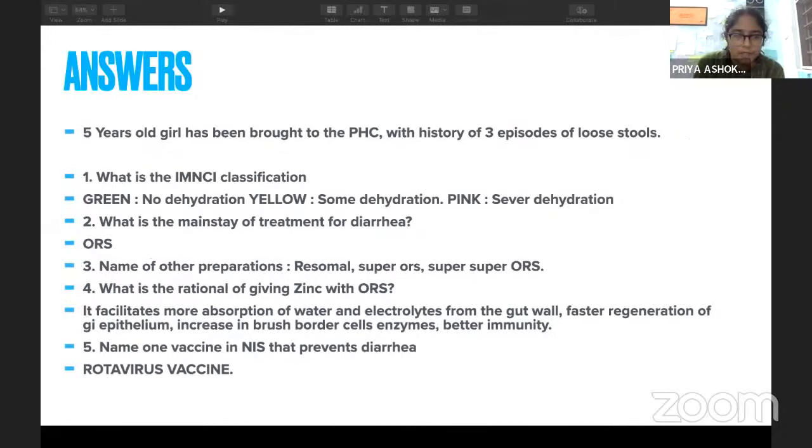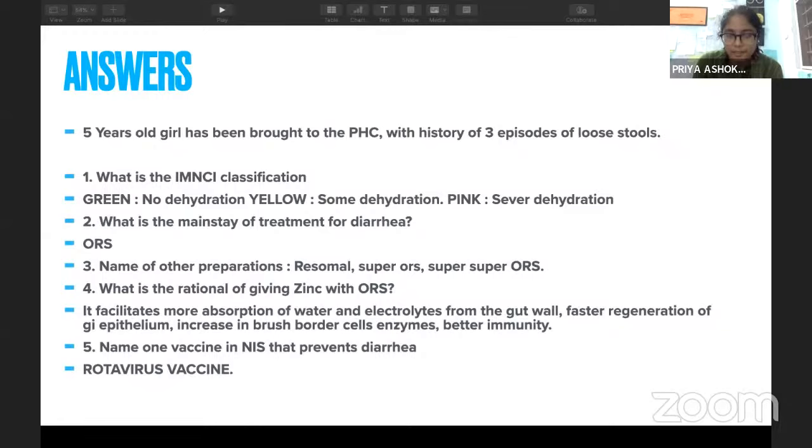So you were right about everything here again. IMNCI is no dehydration, some, and severe. The mainstay of treatment for diarrhea is ORS. The question should have been, what are the other preparations? But I asked you about Resomal, and you're right about it. It's actually reduced osmolarity, reduced sodium ORS for malnutrition.